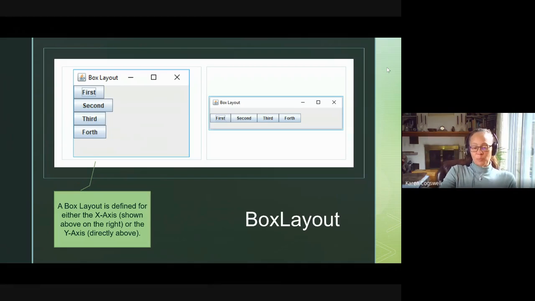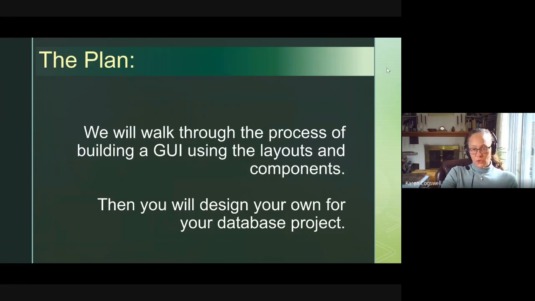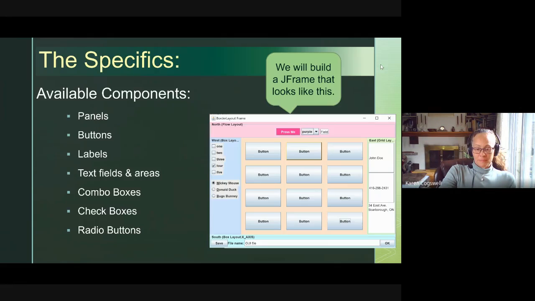The box layout is pretty cool, and you can line it up either on the x-axis or the y-axis. So as you add components to your screen, to what's called a panel, it will line them up horizontally or vertically, depending on what you've defined your box layout to be. Okay, so those are our layouts. How are you going to do it? You're going to use not just one layout, but you'll use several together in the same space. So this is what we're going to all build together.